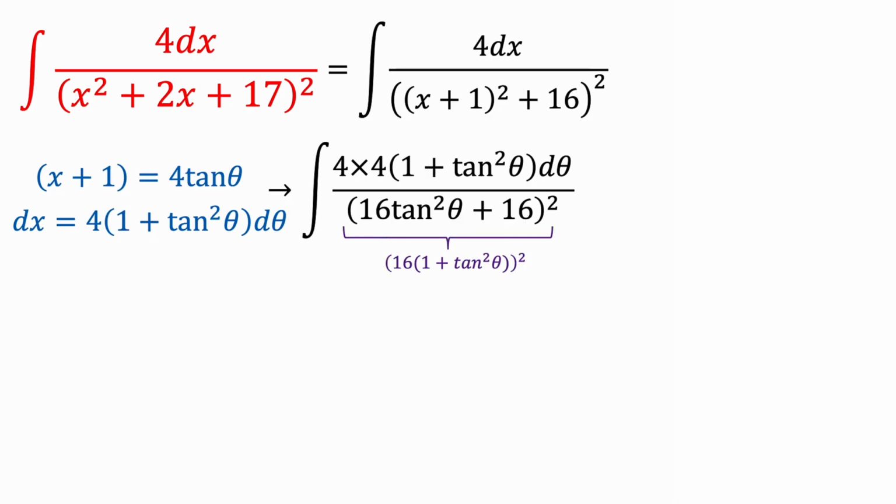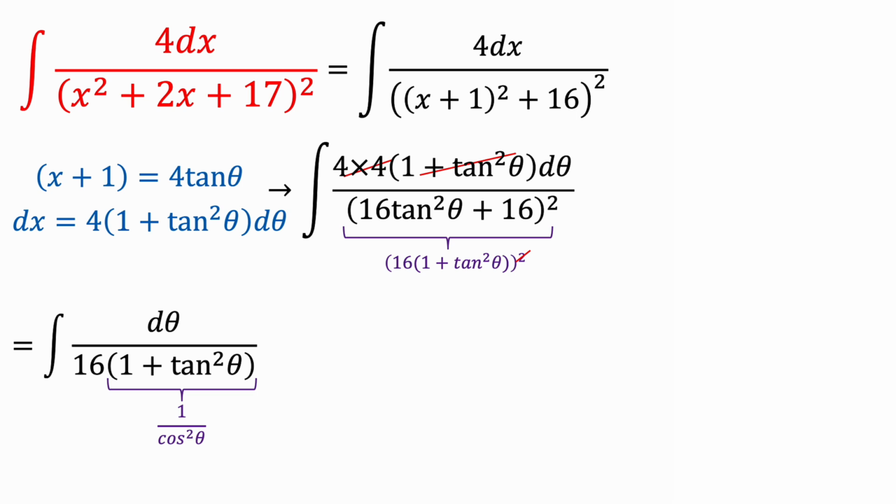What will remain inside the parentheses? 16 multiplied by 1 plus tangent squared theta. And remember, the entire expression is raised to the power of 2. We can simplify one of those terms with the numerator 16 in the denominator. Inside the parentheses, it's squared. Be careful, one of them cancelled out and one remained. So, what remained in the denominator was 16 multiplied by 1 plus tangent squared theta. Now, 1 plus tangent squared theta, which is something we are very familiar with, becomes 1 over cosine squared theta.